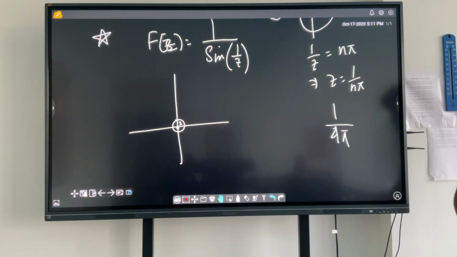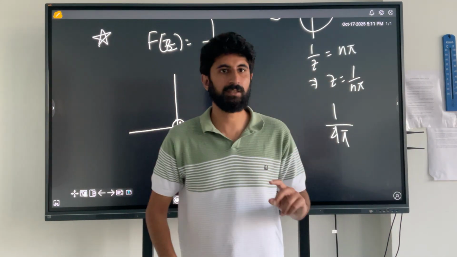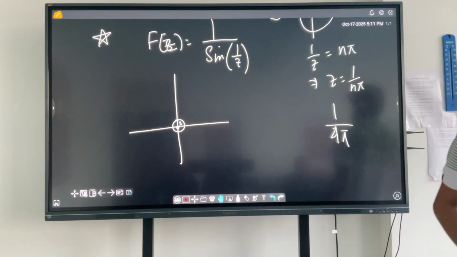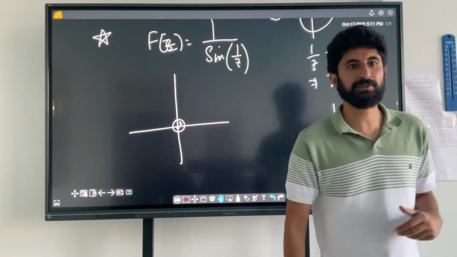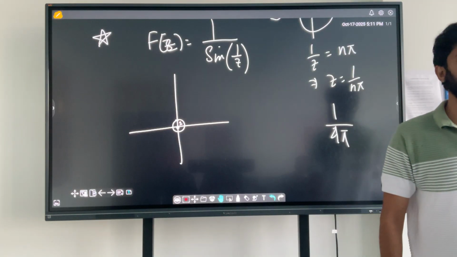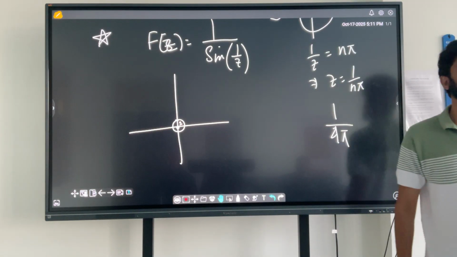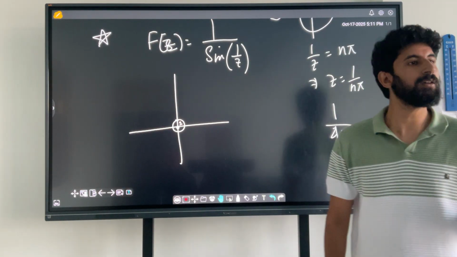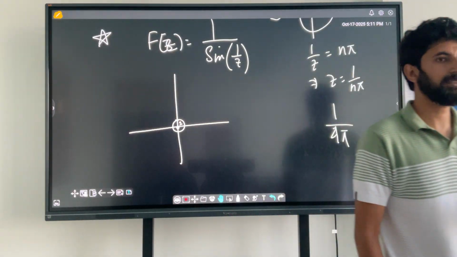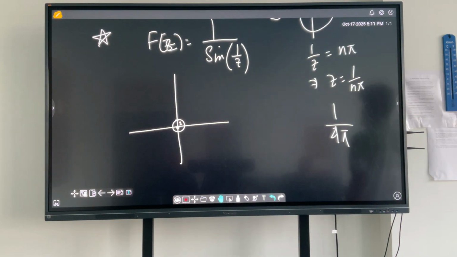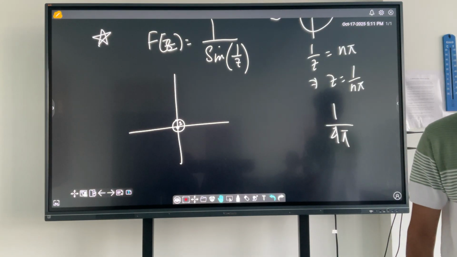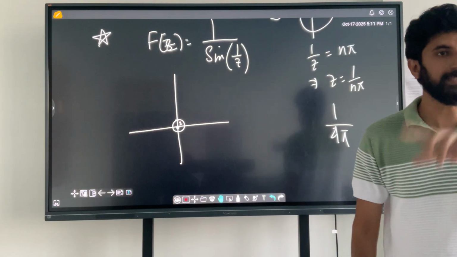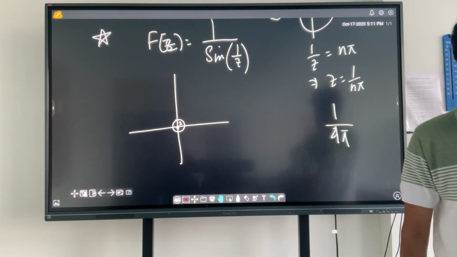So how many types of non-analytic stuff are there? Two: isolated and non-isolated. Isolated, how many types? Three: pole, essential singularity, and removable. What is a pole? The function is not analytic at a point, but in its vicinity, it's analytic. That makes it isolated. What makes it a pole?